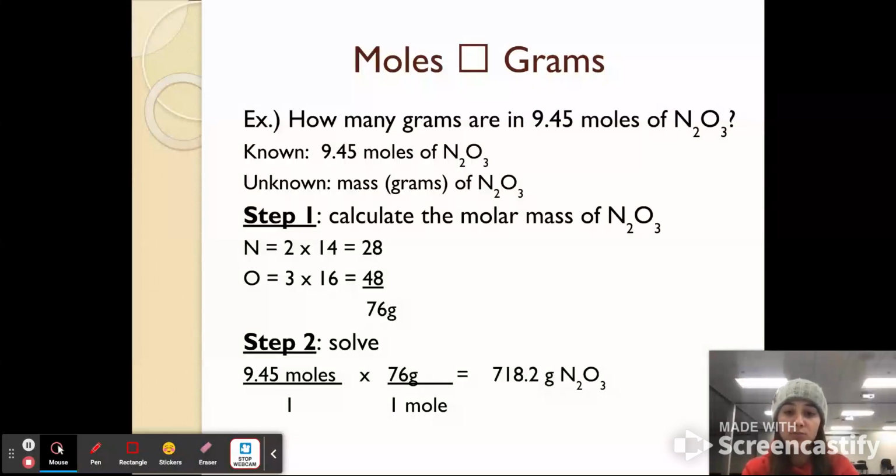So to solve this problem, we're going to take my known information and put it in the top left, always. So I'm going to put 9.45 moles in the top left. Now, I'm trying to cancel out moles. So the next thing I do, I need to multiply, and if I'm trying to cancel out moles, I have moles at the top, so I need moles at the bottom, and that is equal to the molar mass of N2O3. So I can put 1 mole over the molar mass of N2O3, which is 76 grams, and that will give me 718.2 grams of N2O3.